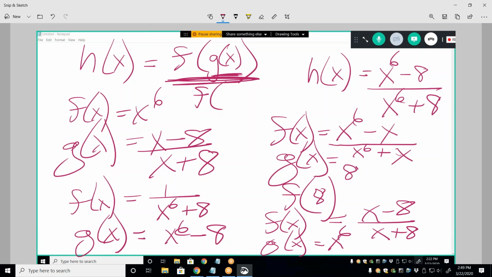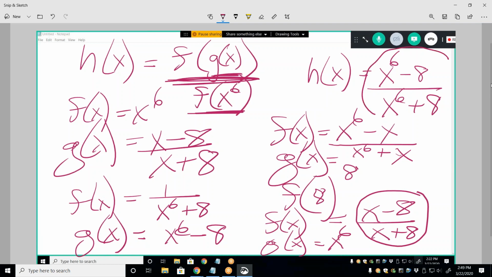So start with g of x. What's g of x? X to the sixth. Okay, so we want to figure out what f of x to the sixth is. If this were indeed f of x, then f of x to the sixth gives us h of x. So your answer is D.